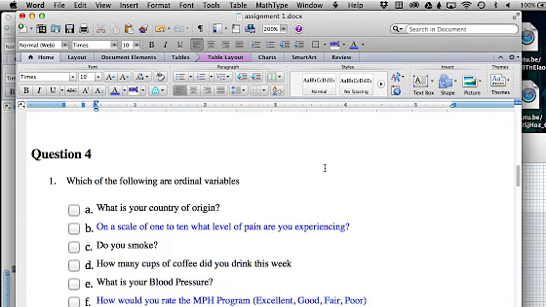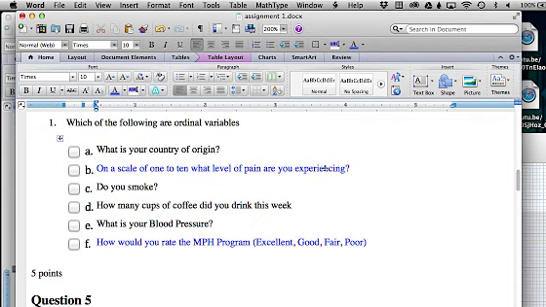Okay, and finally, we're looking at ordinal variables. Ordinal variables are a scale, and on the scale, one value for the variable may be interpreted as greater or less than other values. For instance, how would you rate the MPH program? Excellent, good, fair, or poor? Well, that's an ordinal variable. Each one of these is a category, but they have order. Excellent is better than good, is better than fair, is better than poor.